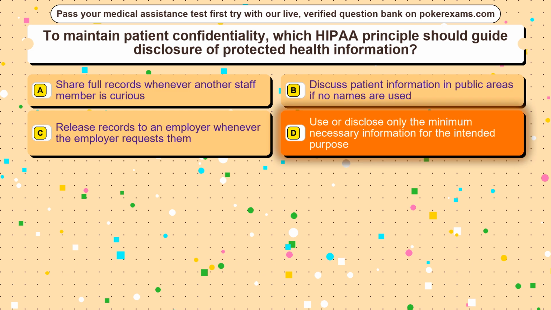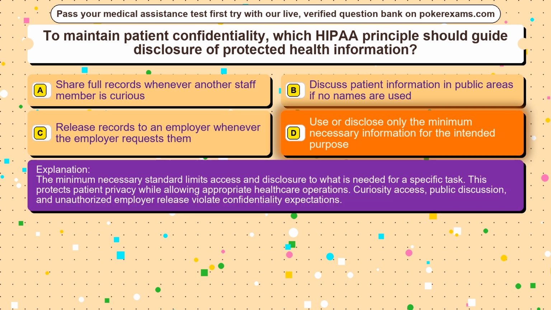The correct answer is option D, use or disclose only the minimum necessary information for the intended purpose. The minimum necessary standard limits access and disclosure to what is needed for a specific task. This protects patient privacy while allowing appropriate healthcare operations. Curiosity access, public discussion, and unauthorized employer release violate confidentiality expectations.